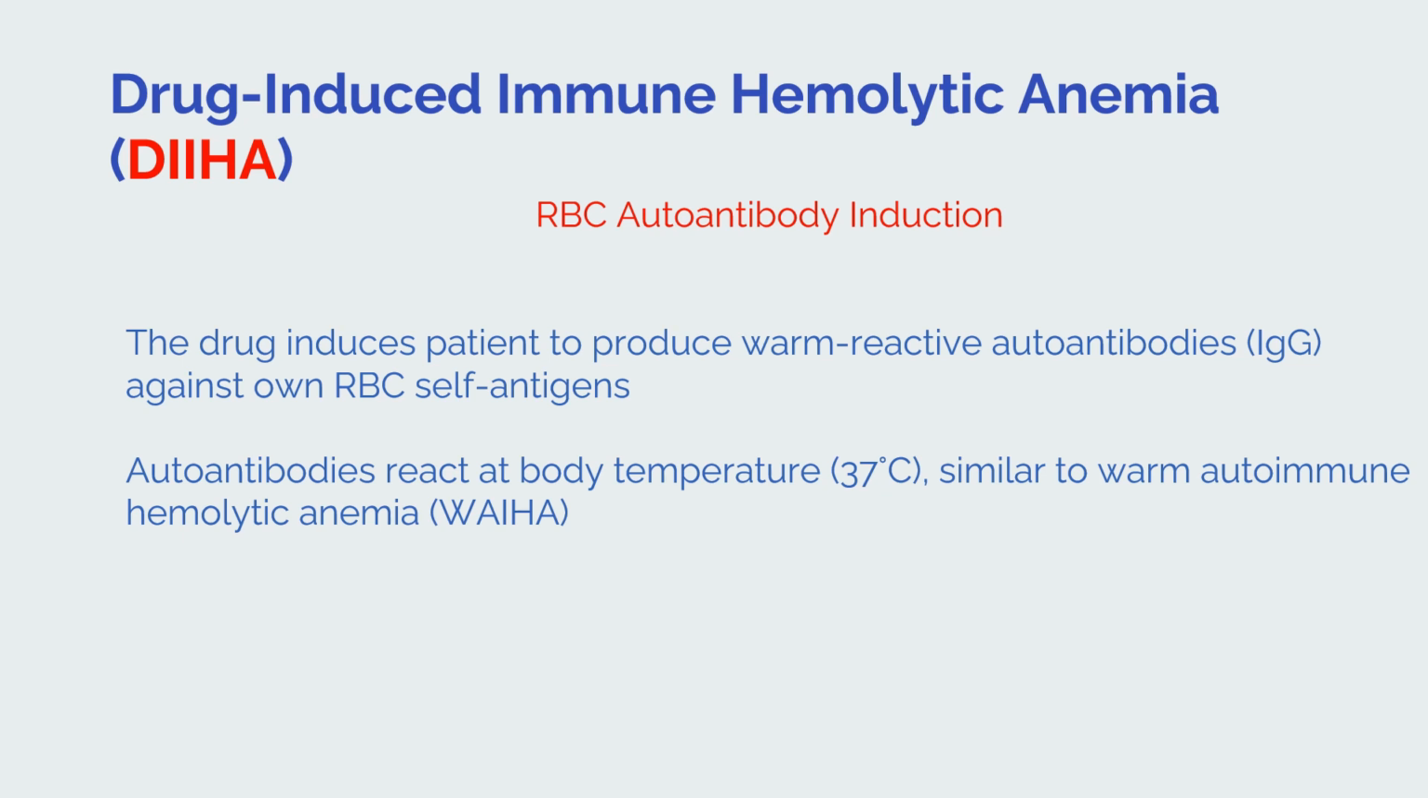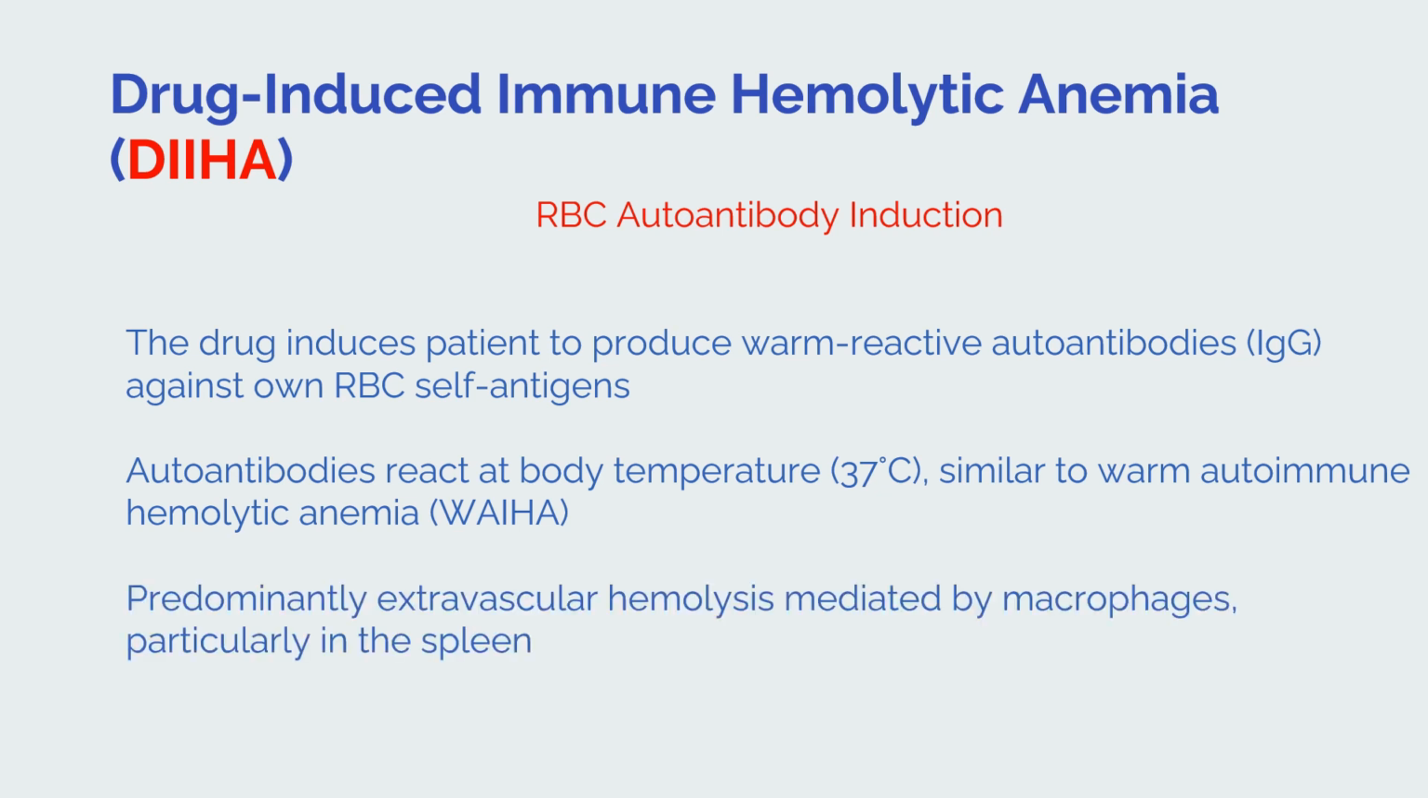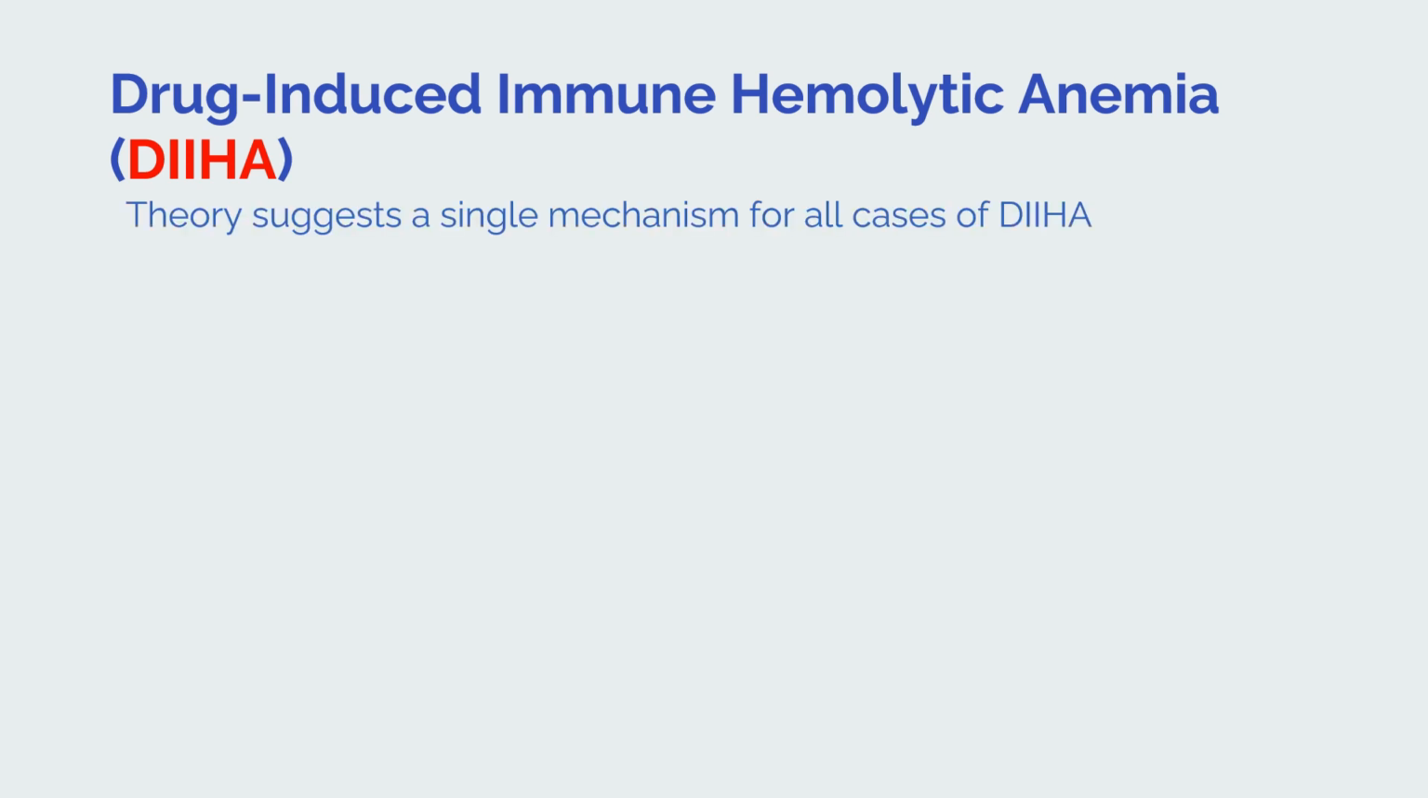These autoantibodies react at body temperature, 37 degrees Celsius, similar to warm autoimmune hemolytic anemia, WAHA. Hemolysis in this case is predominantly extravascular and mediated by macrophages, particularly in the spleen. Additionally, there is a proposed unifying theory suggesting that all cases of DIHA can be explained by a single mechanism.